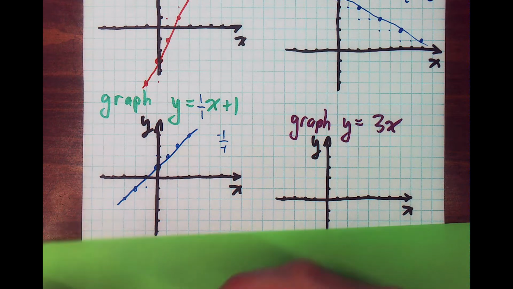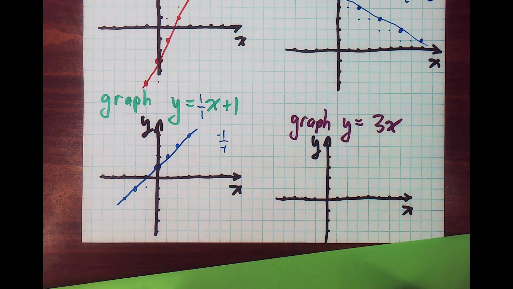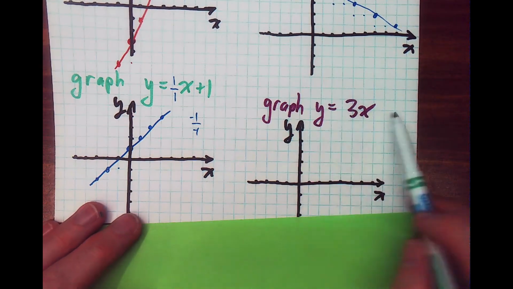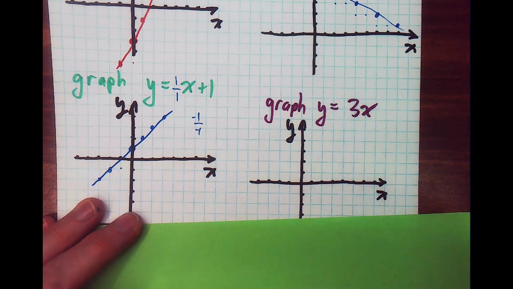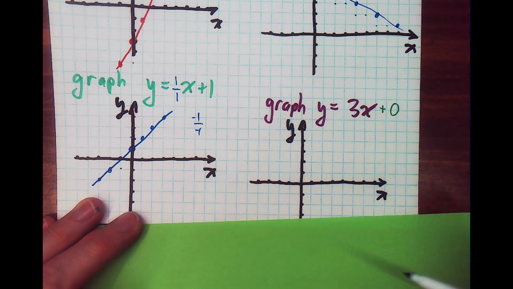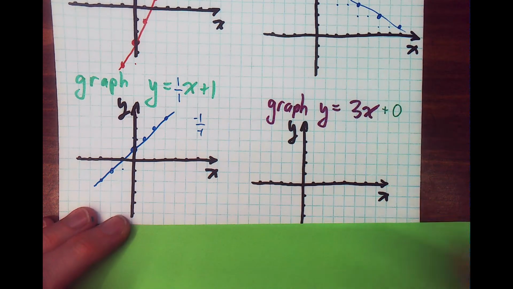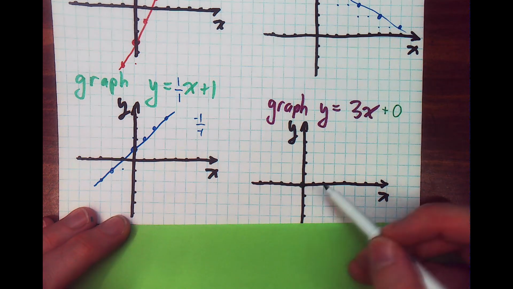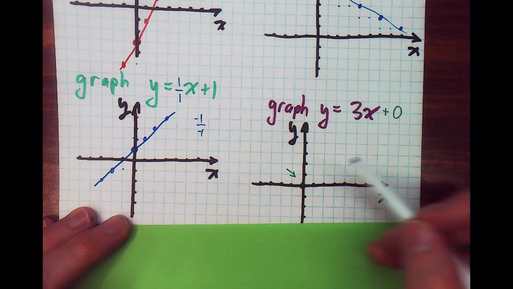And my last one, y equals 3x. And you may say, well, this is strange. What's the y-intercept? Well, if you had to add a y-intercept without changing anything, that would be the number 0. If you add 0 to something, you don't change the function. So y equals 3x plus 0 is the same function as y equals 3x, which means my y-intercept is 0. My y-intercept is at the origin.